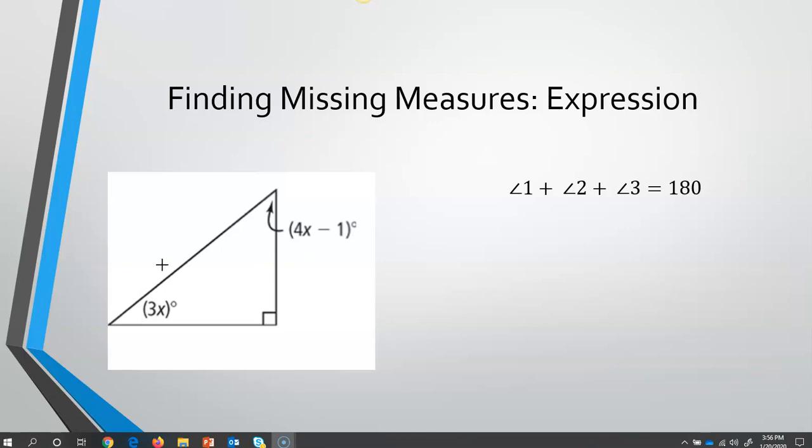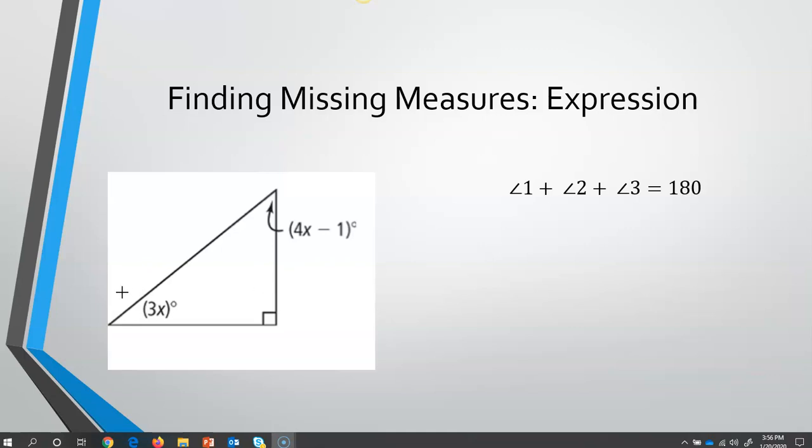In this video, we're going to talk about finding the missing measures when our triangle contains expressions instead of just values. Now, our rule for the triangle sum theorem still stands that angle 1 plus angle 2 plus angle 3 equals 180 degrees. The difference is we may have expressions for one or more of our angles. Now, which angle is angle 1, 2, 3? Doesn't really matter. You get to simply choose.